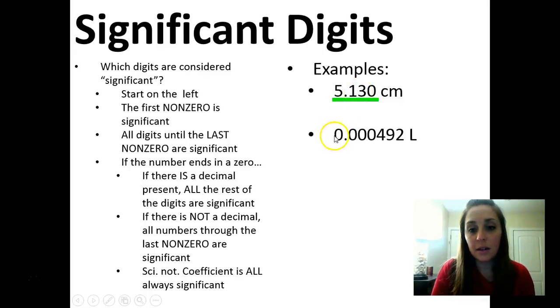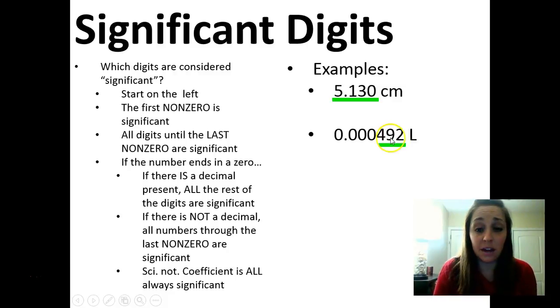How about this one? 0.000492. What's the first number that isn't 0? 0.0004. Boom, that's your first non-zero. Look to the end. What's your last non-zero? That would be that 2. If you end with a non-zero digit, you're done. Those are all your significant digits, this 4, 9, and 2. Those are the important numbers in this measurement. Those are the numbers that scientists care about when they're reading that measurement. How about this one?